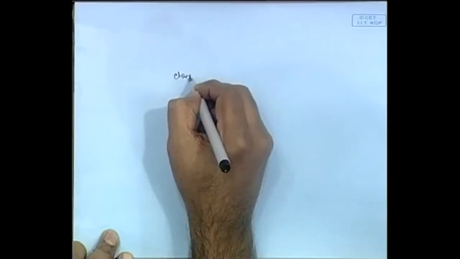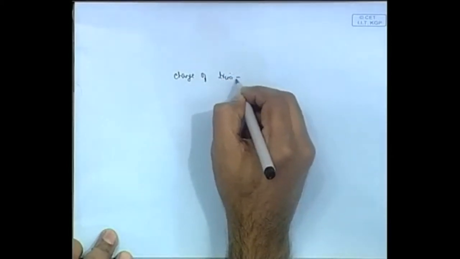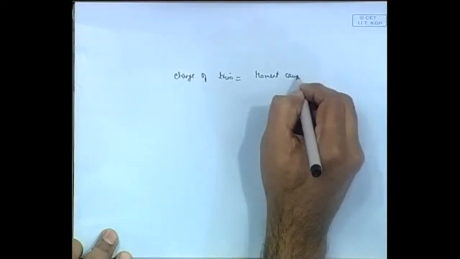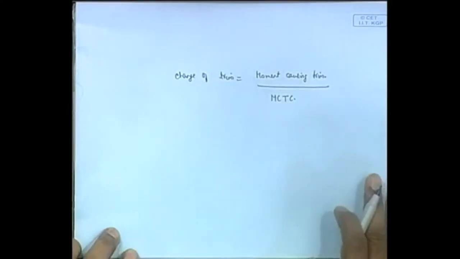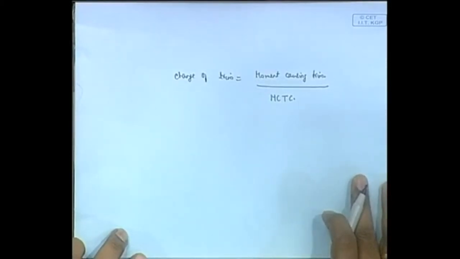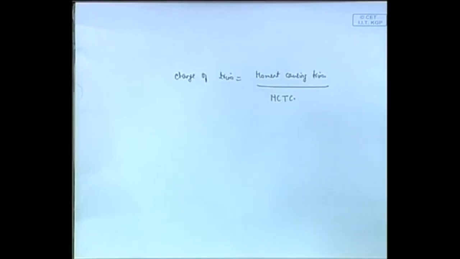Change of trim is equal to moment causing trim divided by MCTC. The new force that comes here is this P, so this P will give the new moment. Remember, moment is always taken from the center of flotation. Therefore, the new force is P at a distance of, we usually define the distance of the center of flotation as small l. If you remember the derivations in the previous chapter, small l represents the distance between the half perpendicular and the center of flotation. So the distance between P and the center of flotation is small l. Therefore, the moment causing trim in this case becomes P into l.